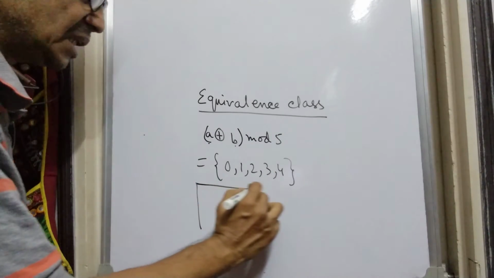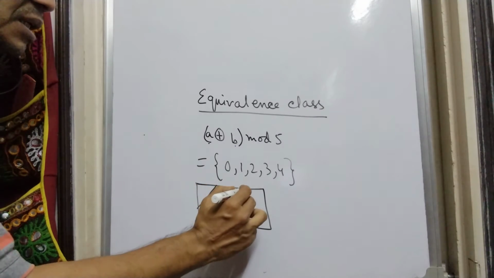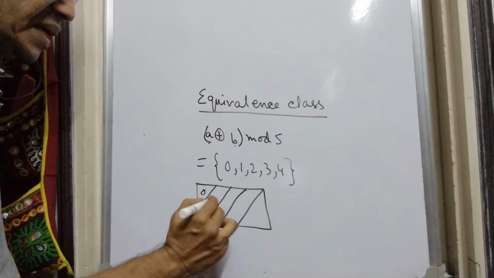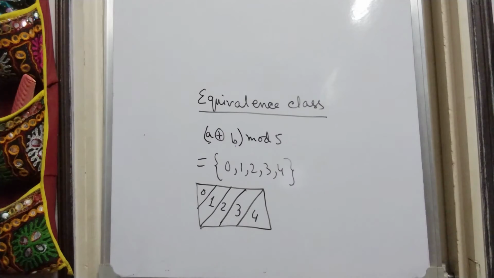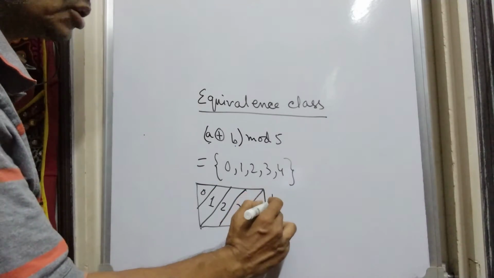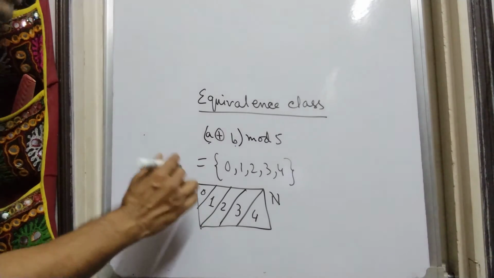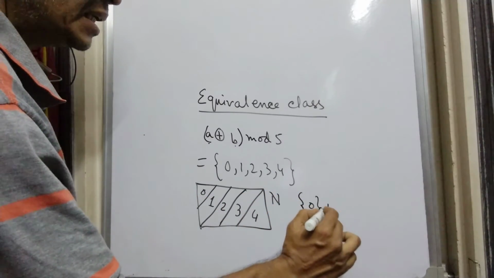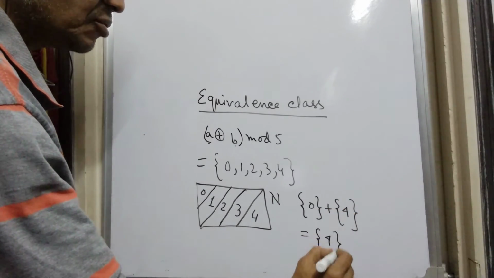And so the whole set of natural numbers is divided into 5 disjoint and separate sets: 0, 1, 2, 3, 4. They are disjoint and they exhaust the whole set of natural numbers, because there is no other result possible. So this is called an equivalence class. And if we add up these classes separately, let us add 0 and 4. So we get back the class 4, isn't it so?